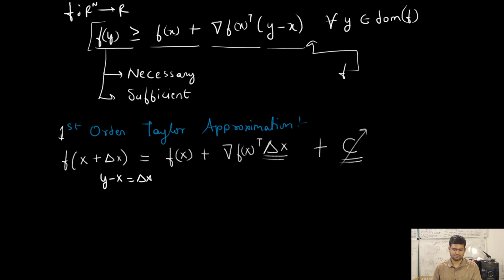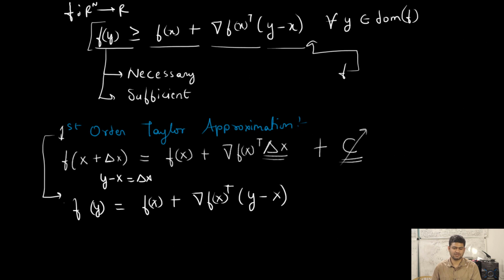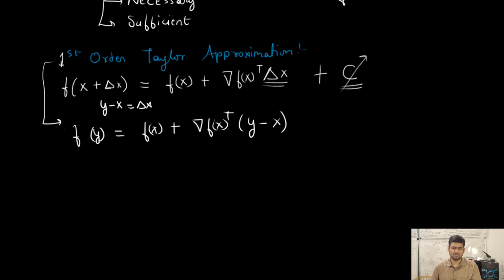Then what it means is that f of y is equal to f of x plus the gradient of f at x transpose times y minus x, right? So this is the first order Taylor approximation of a function f near the point x. This is a linear approximation of the function f. So what this condition for convexity means is that the first order Taylor approximation of a function at a point x is a global underestimator of the function, right?